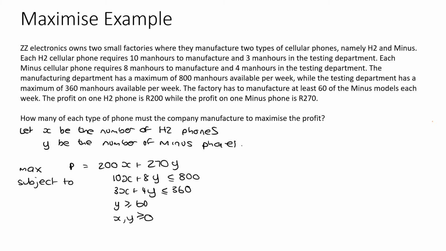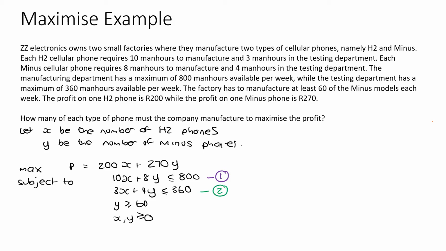So again, here we have the problem. Let's number our constraints so that when we work with it, we know what we're talking about. Constraint 1 is going to be the manufacturing hours constraint. And then constraint 2 is going to be the testing hours constraint, which is the 360 hours.